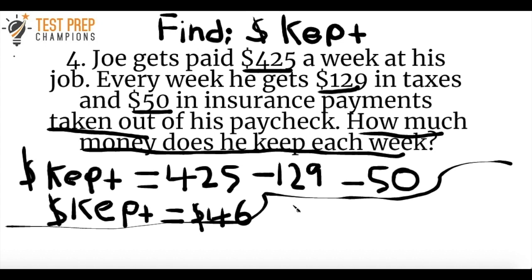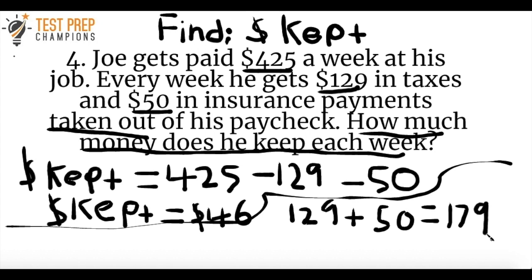All right, so if we do 129 plus 50, what does that give us here? Well, 129 plus 50 gives us 179. So you might have said to yourself, well, I know that I've got to subtract the taxes and the insurance.